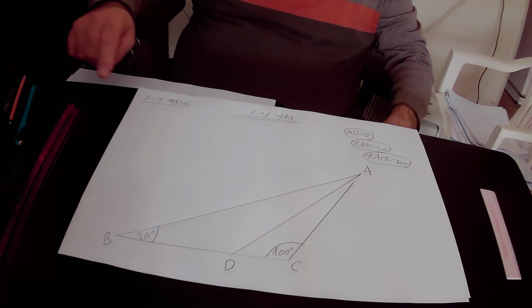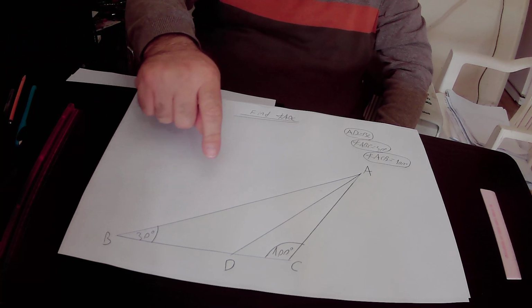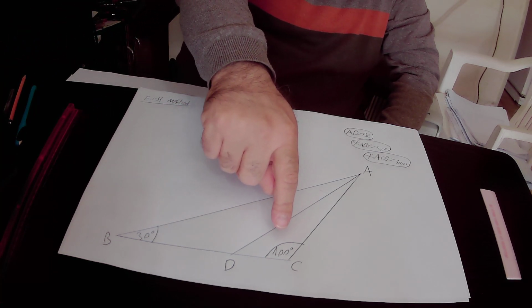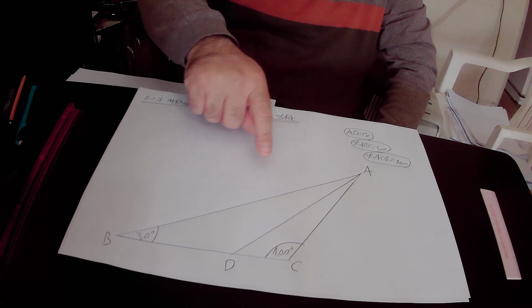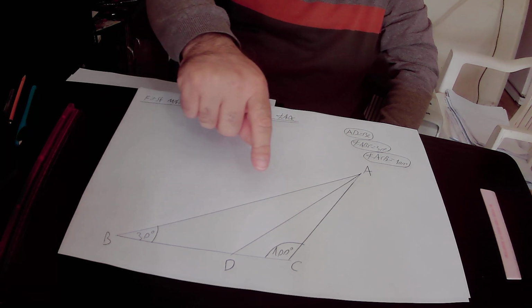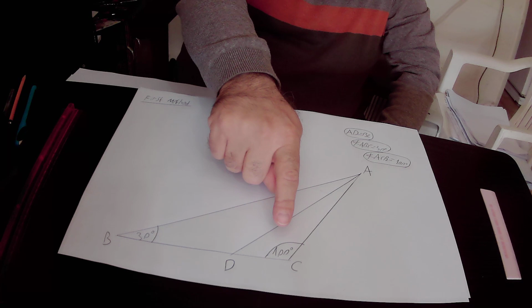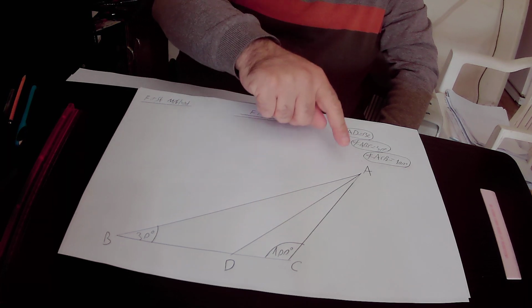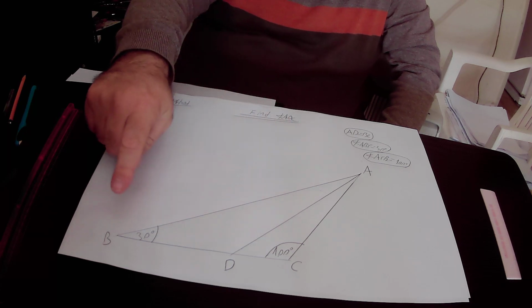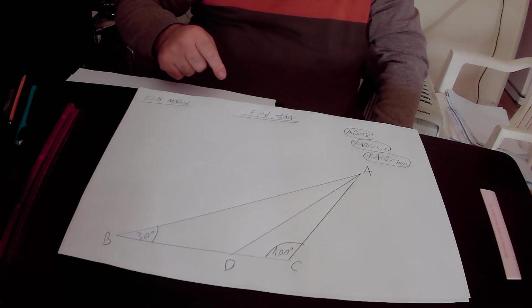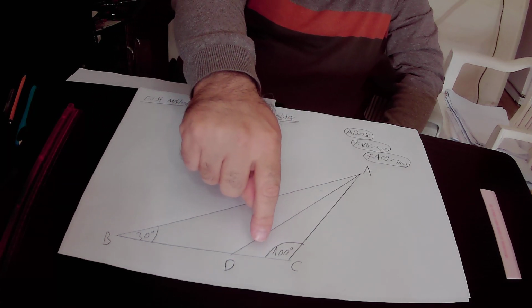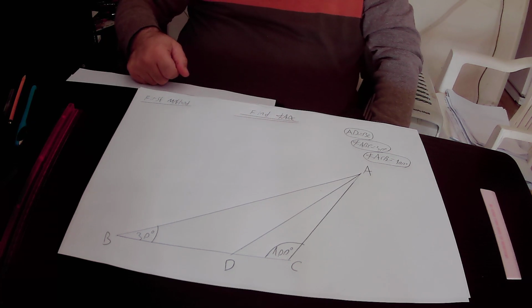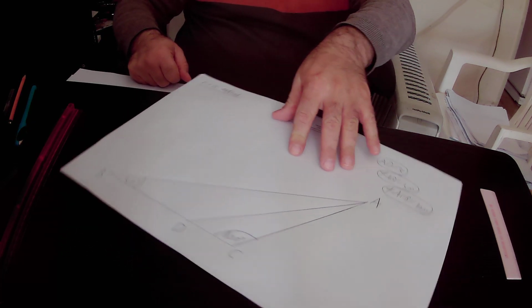We know that angle ABC equals 30 degrees, angle ACB equals 100 degrees. We also know that side AD equals side BC, and we want to find the value of this angle, angle ADC. So we will start with the first method.